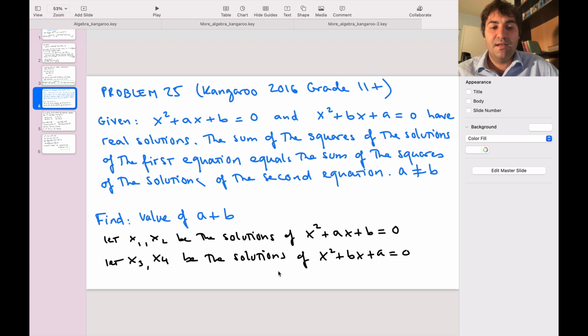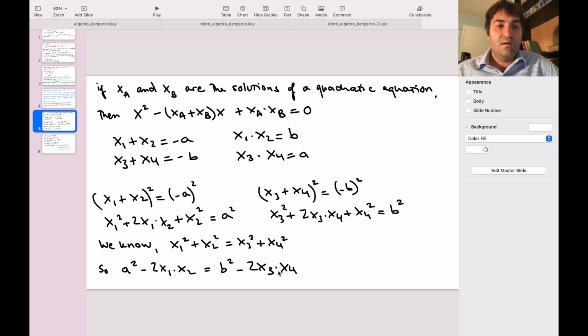So we're going to let x1 and x2 be the solutions of x² + ax + b = 0, and we'll let x3 and x4 be solutions of x² + bx + a = 0. In general, if xa and xb are the solutions of a quadratic equation, then x² minus the sum of the solutions times x plus the product of the solutions is equal to 0. So what do we know? We know that x1 + x2 = −a, x3 + x4 = −b, x1 times x2 is equal to b, and x3 times x4 is equal to a.